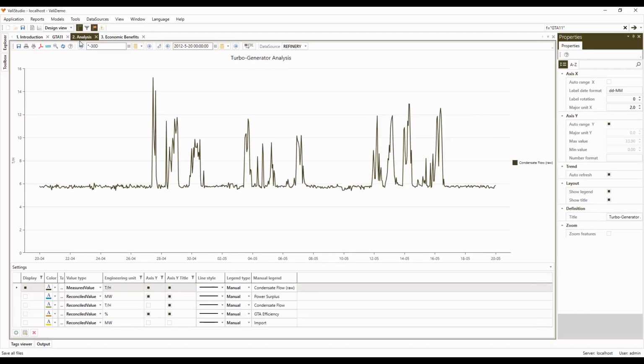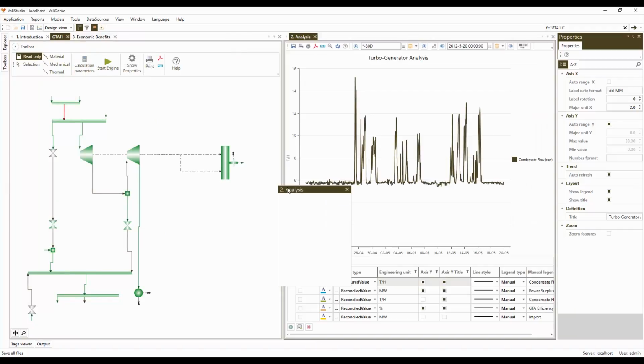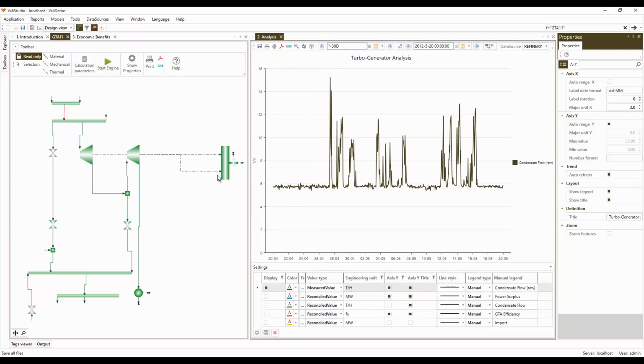All right, so let's analyze in further detail how the customer managed to improve the energy cost of the refinery. What we see here in front of us is the condensate flow going through that turbo generator. Let us illustrate this on the right. We have the trend of the condensate flow going through this turbine, which is in the order of 5 to 10 tons per hour measured flow rate.